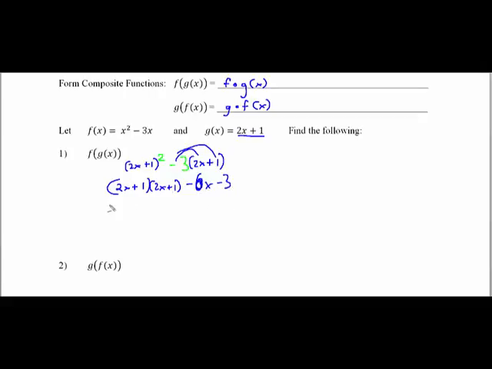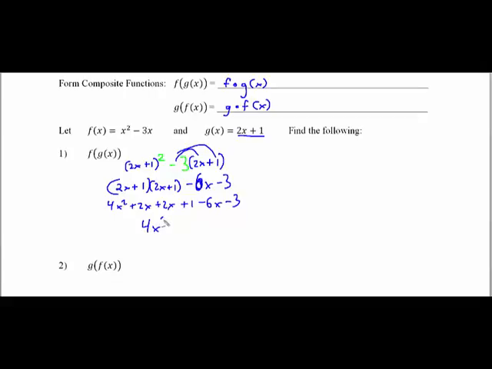Alright, so I'm going to do my FOIL here. So this is 4x squared for the first branch. The second branch is going to be 2x. Third branch is going to be also 2x. And the fourth branch is going to be plus 1. Minus 6x minus 3. So 4x squared plus 2x plus 1 minus 6x minus 3.